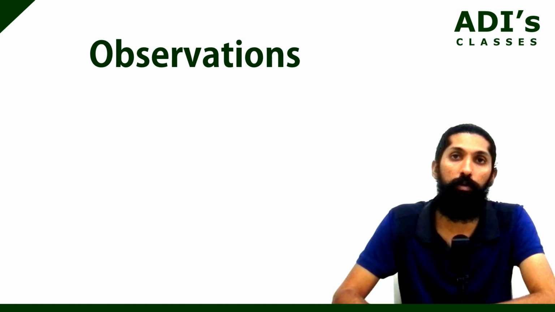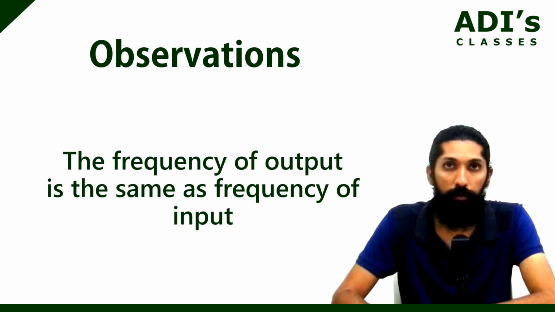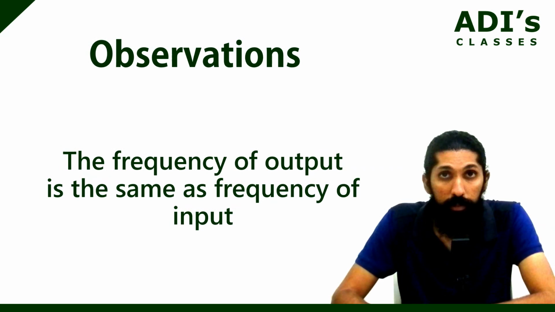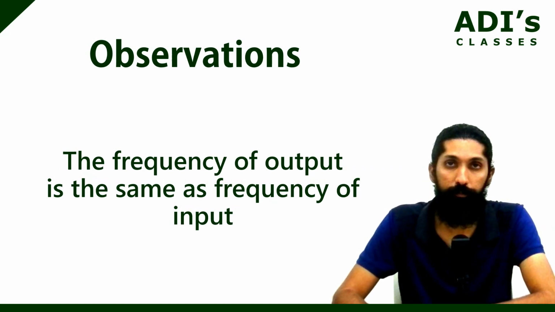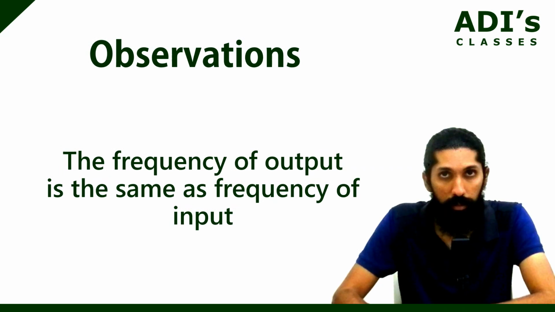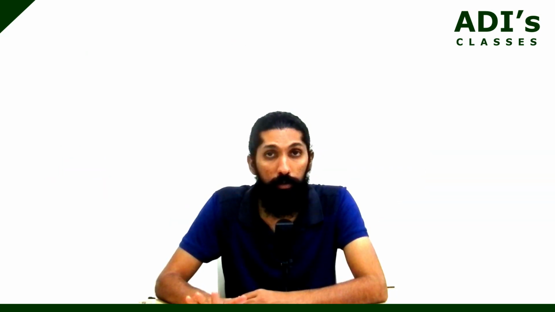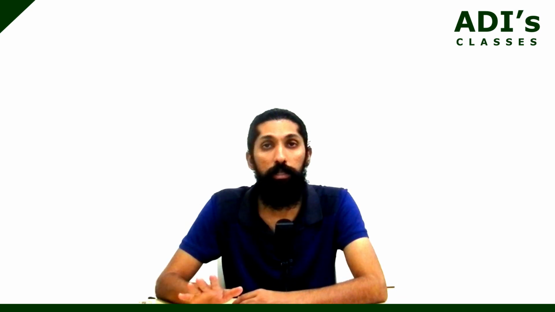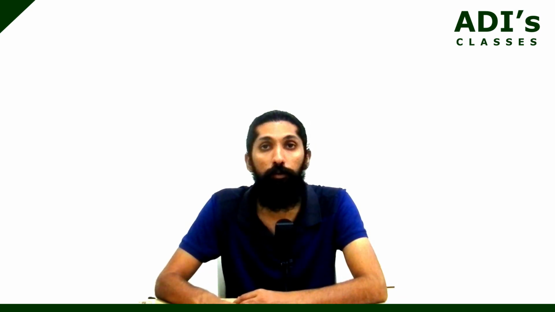The next observation is that any wave has a frequency, correct? The frequency of the output is the same as the frequency of the input. So this is another observation we can make. Clear with this? Now this device is what we call a half wave rectifier. In the next one we'll look into the full wave rectifier.